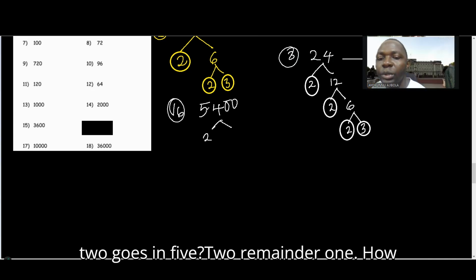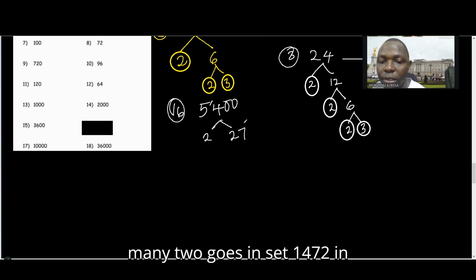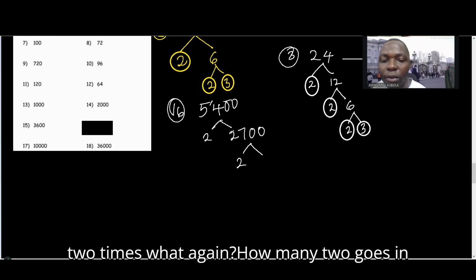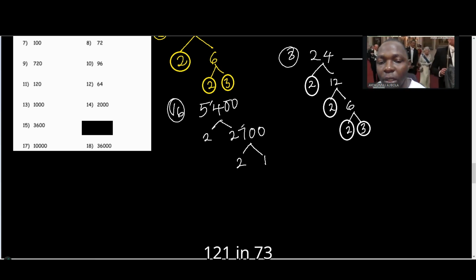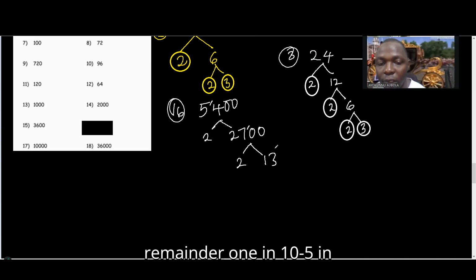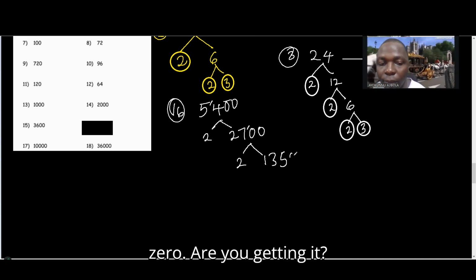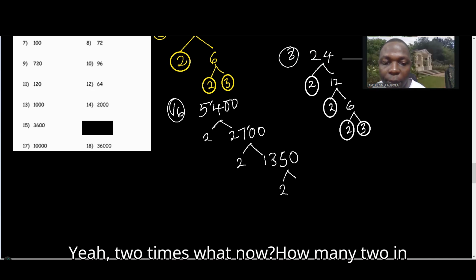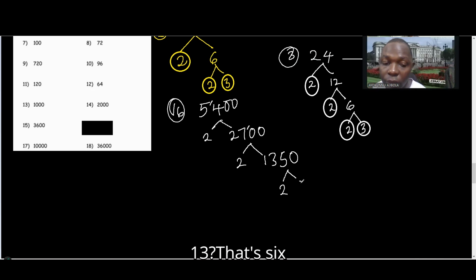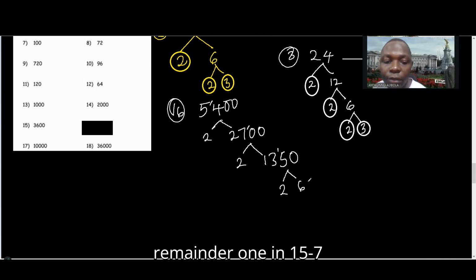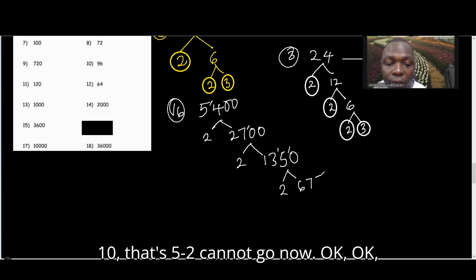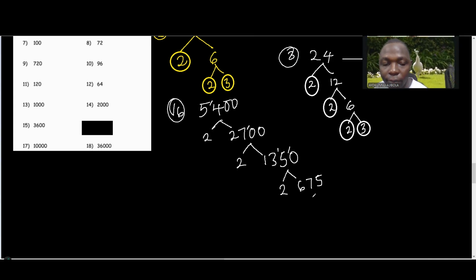So 2 times what? How many 2 goes in 5? 2, remainder 1. How many 2 goes in 14? 7. 2 in 0 and 2 in 0. Again, how many 2 goes in 1? In 7, 3, remainder 1. In 10, 5. In 0, 0. Are you getting it? 2 times what now? How many 2 in 13? That will be 6, remainder 1. In 15, 7, remainder 1. In 10, that's 5. 2 cannot go now, okay?